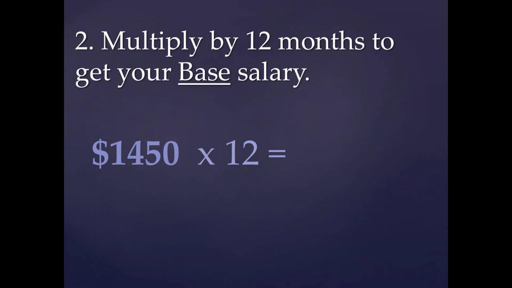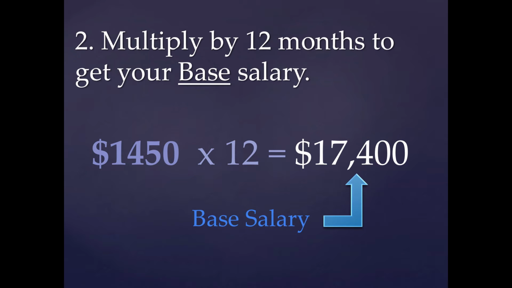So if Joe spends $1,450 over 12 months, he will be spending over $17,400. This number right here, your base salary, is what you need to make just to survive, just to pay for your insurance, your gas, your car, anything that you need on a monthly basis. But there's another catch that most people forget to compensate for.